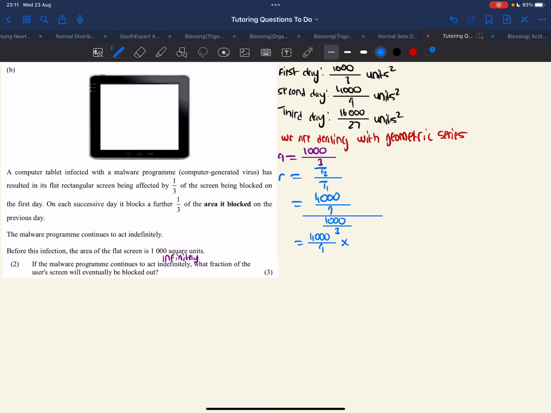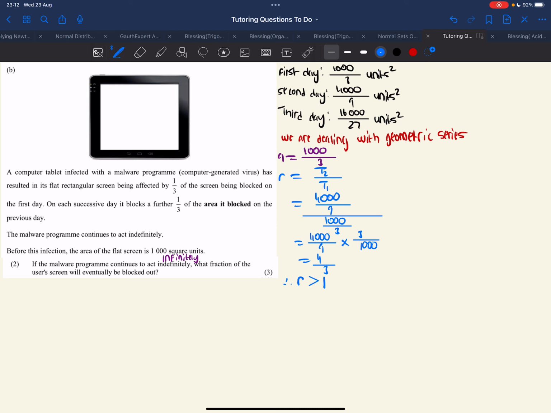And then if we do our maths, we basically say 4,000/9 multiplied by the reciprocal, 3 over 1,000. If we do that in a calculator, 4,000/9 times 3 over 1,000, you should get 4/3. Now, if you put 4/3 in a calculator, can you see that 4/3 is actually bigger than 1? So can you see that therefore r is greater than 1?